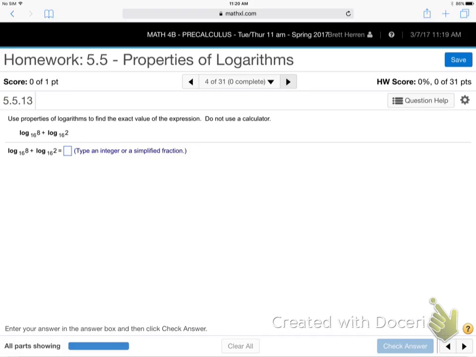Powers come down to the front. That's one of them. The other two log rules, remember how adding becomes multiplying? Subtracting becomes dividing? Those two. So those are the three rules: the adding, multiplying, subtracting, dividing, and then the powers come to the front. Those are the three log rules.